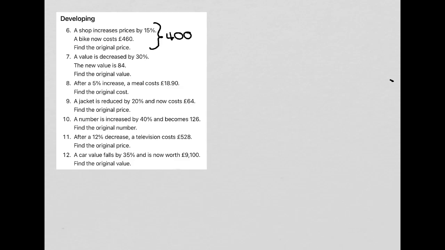Right, let's look at question 7. A value is decreased by 30%. The new value is 84. Find the original value. So decreased by 30% means that the multiplier is 0.7, because it is 100, take away 30, which is 70, divided by 100, which is 0.7. The new value is 84. So my calculation would be 84 divided by 0.7, and you should get 120.